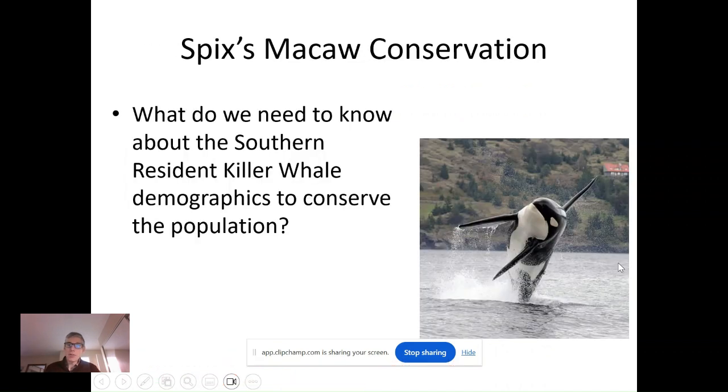So I'm just going to get you to think about this, and I've actually mislabeled this. I changed the species I want to look at. Think about some southern resident killer whale conservation. So how could we help understand this population better? What would we need to know about the southern resident killer whales in order to understand its population growth potential?